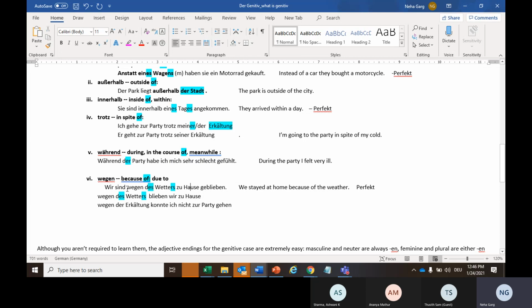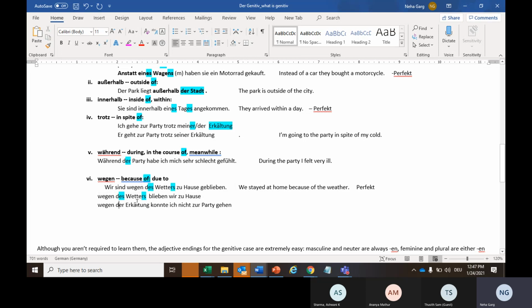We stayed at home, or we are at home because of or due to the weather. So wegen, because of, and then because of what? Because of the weather. So with this noun we will add genitive. Das Wetter will change to des and then an extra s. So either you can write it this way, wir sind wegen des Wetters zu Hause geblieben, or you can write it like this: Wegen des Wetters bleiben wir zu Hause.